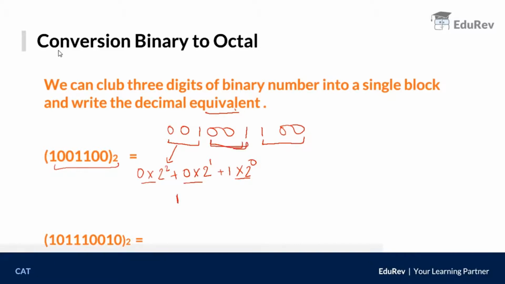This is the same set. So this will also become 1. And this is 100. So what will you write it as? You will write it as 1 into 2 squared, plus the rest of the values will both be 0 only, because 0 into anything is 0. So here you will get a value of 4. So your answer becomes 114 to the base 8. So this is how you convert binary to octal.